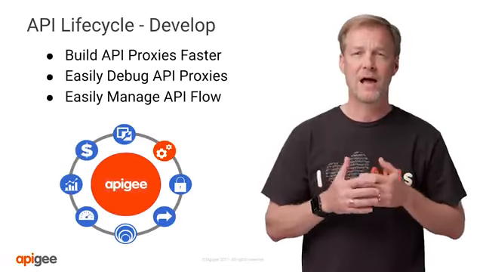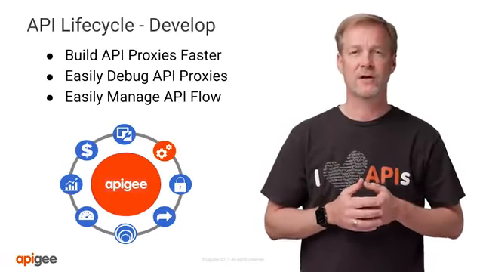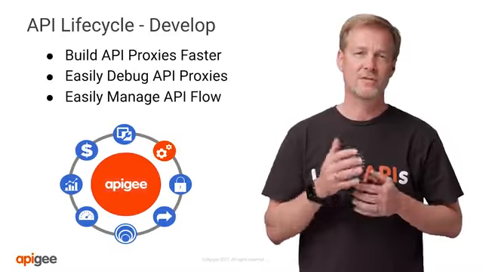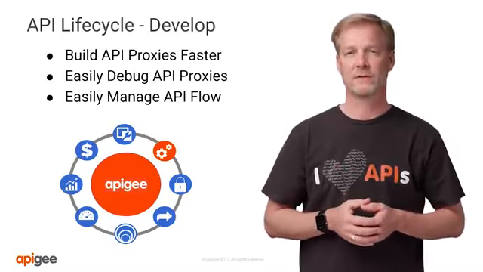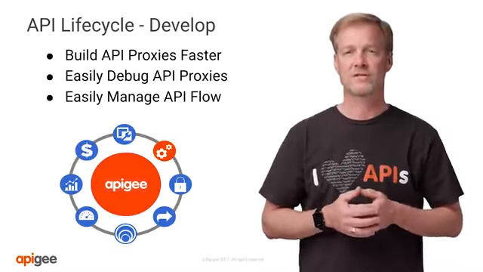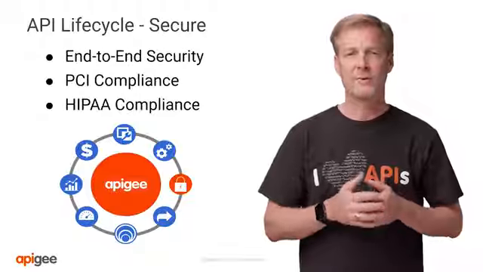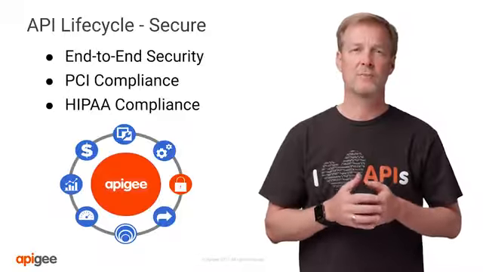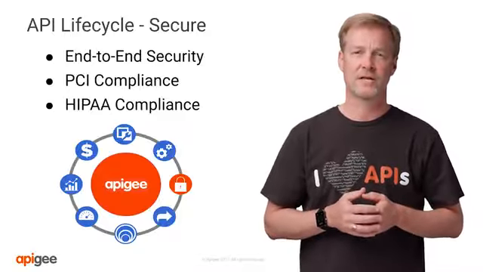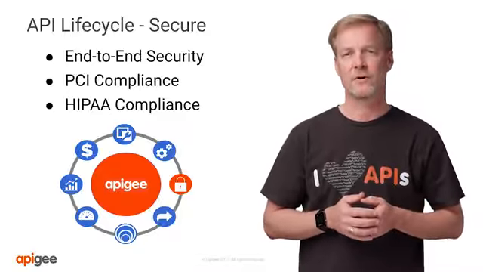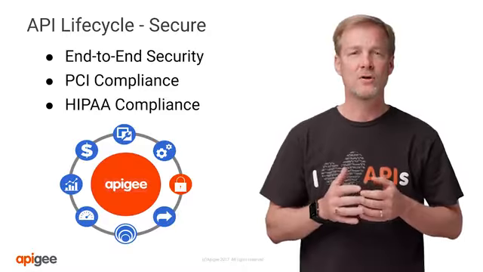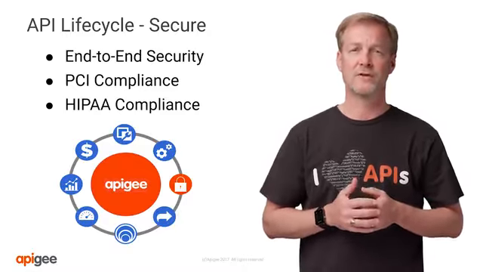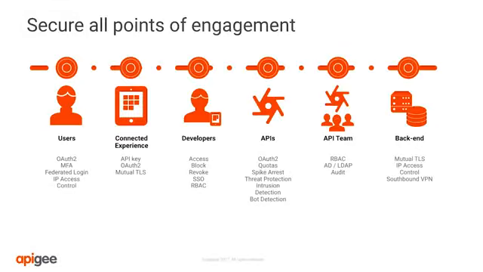So Apigee is a powerful tool in helping engineers develop their API proxies, which is a critical step in the API lifecycle. Let's turn our attention next to security. Our out-of-the-box security features embody best practices and guidelines required by PCI and HIPAA regulations, including pen testing by a third-party vendor. But let's also look at security along the digital value chain. Apigee secures all points of engagement from user interactions to back-end systems.